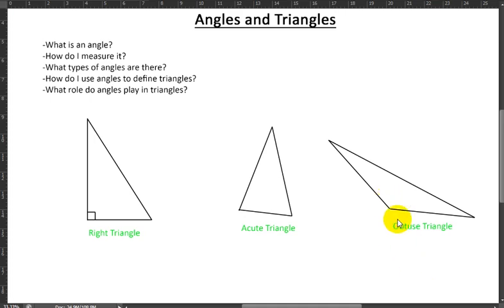That's also why if a triangle has an obtuse angle, then the other two need to be acute. Because if one angle is more than 90 degrees, the other two definitely need to be less than 90. Even if you put them together, they need to be less than 90, which means that separately they're definitely less than 90.